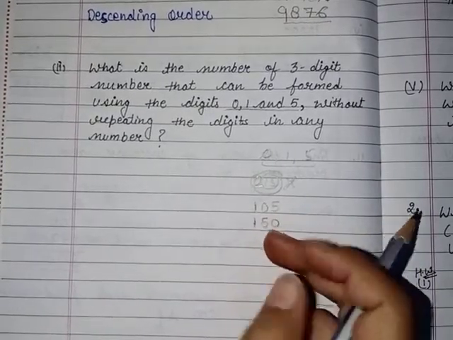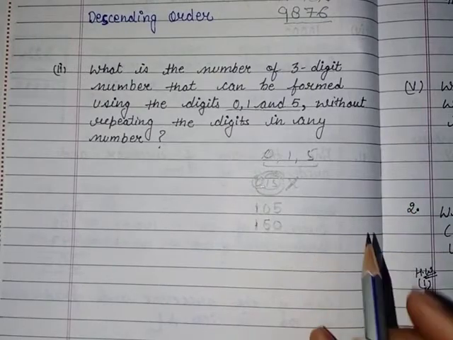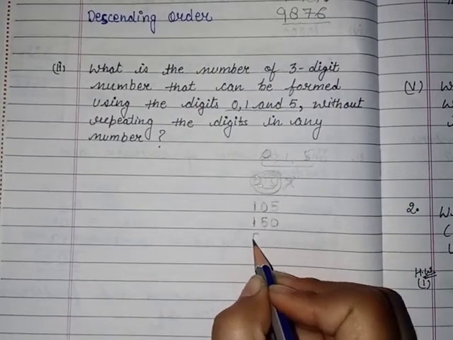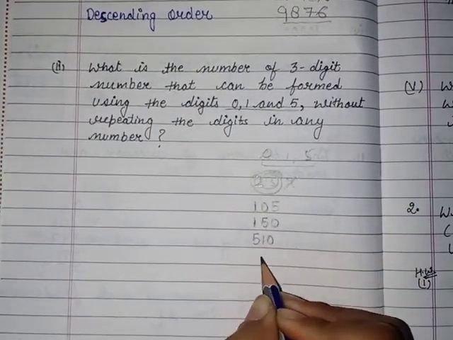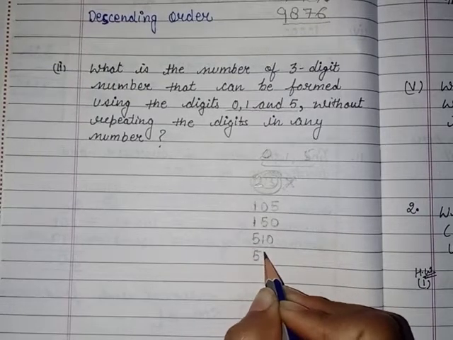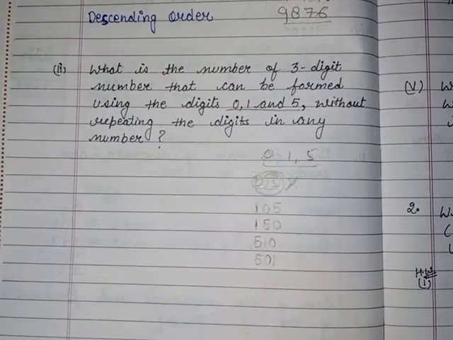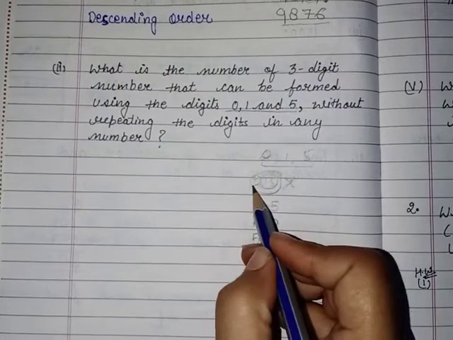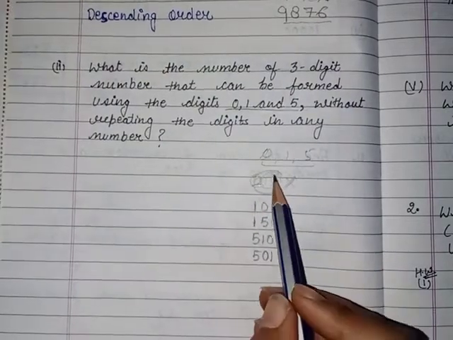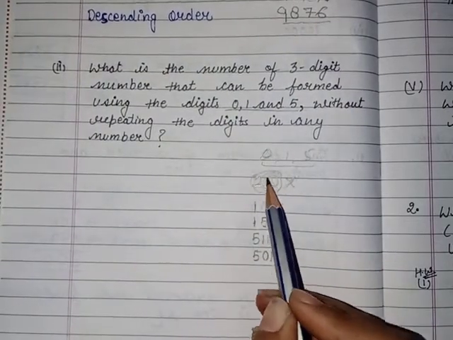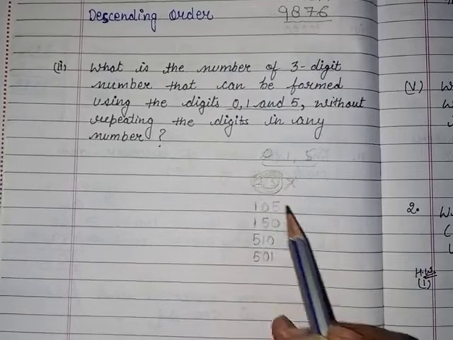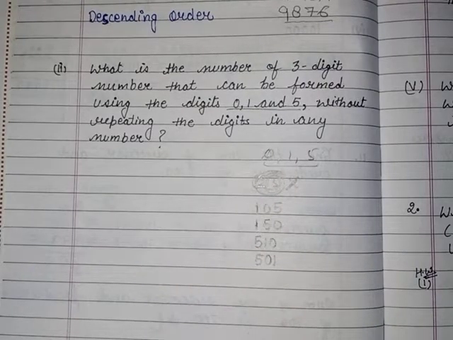We can make these numbers now using these three different digits, or we can make 5, 1, 0, 510, or we can make 501. Okay, we cannot put 0 at the start because it will become a two-digit number. Okay, it will be 15.